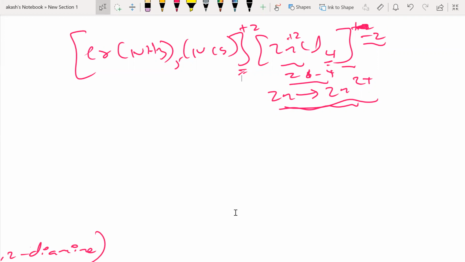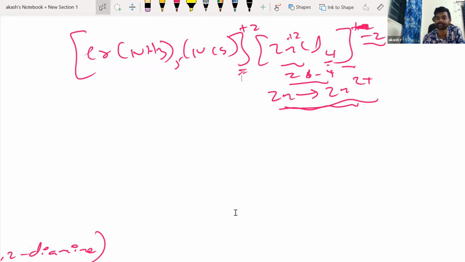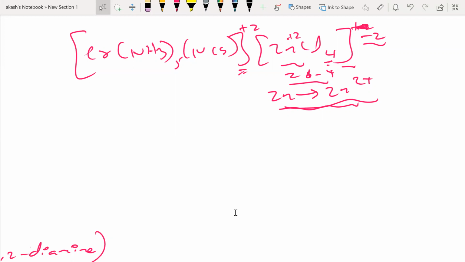Sir, is it pentaamine isothiocyanato chromium(III) tetrachlorozincate? Tetrachlorozincate. Zincate. Okay. Last one thing is missing. Chromium, you have mentioned the oxidation state. For zinc, why are you not mentioning? Sir, 2. That's it. Yeah, it's correct.